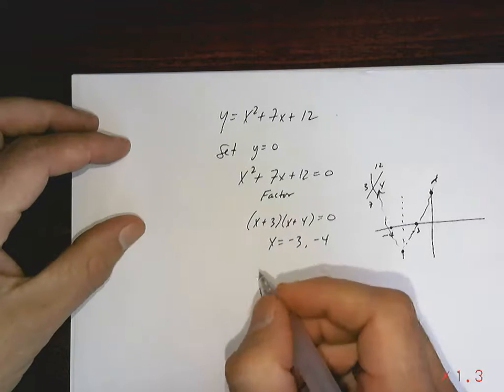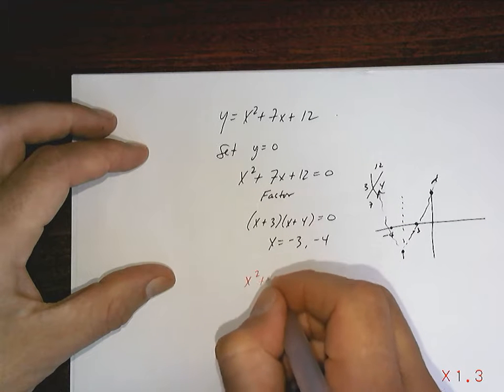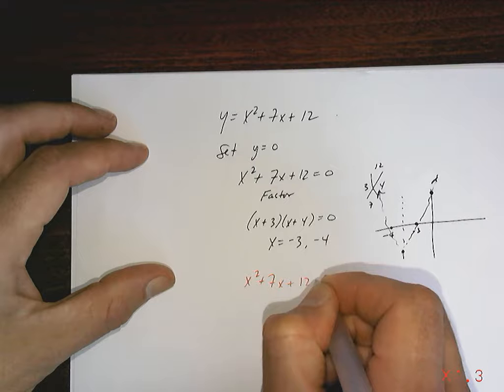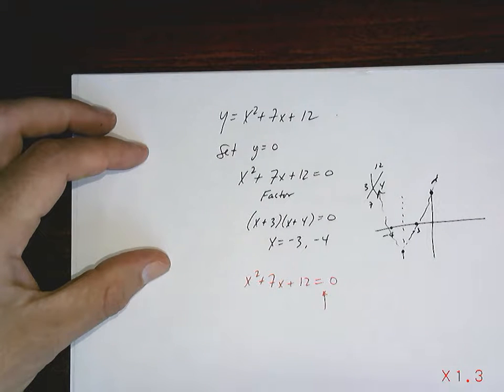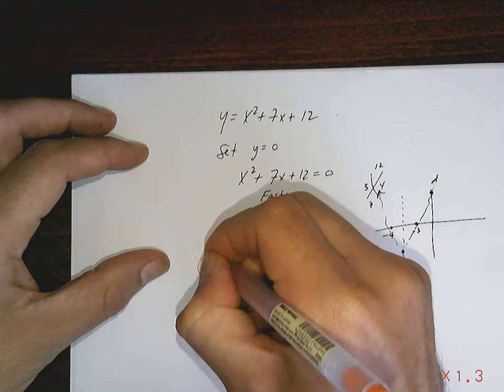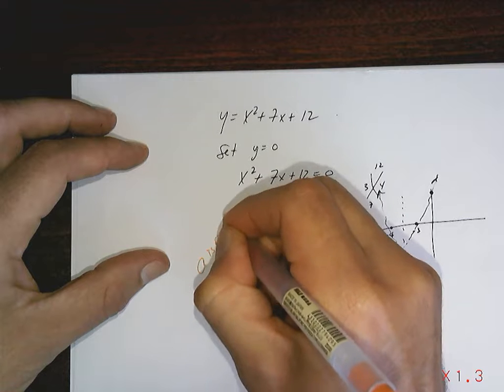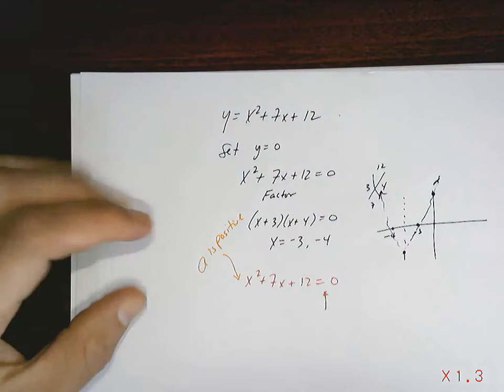Now, using the quadratic formula, we have x squared plus 7x plus 12 equals 0. Now it has to equal 0. If it doesn't equal 0, we're in trouble. And the other thing is, you better make sure that your a value is positive. If your a value is not positive, it's going to really be hard to work through the formula.